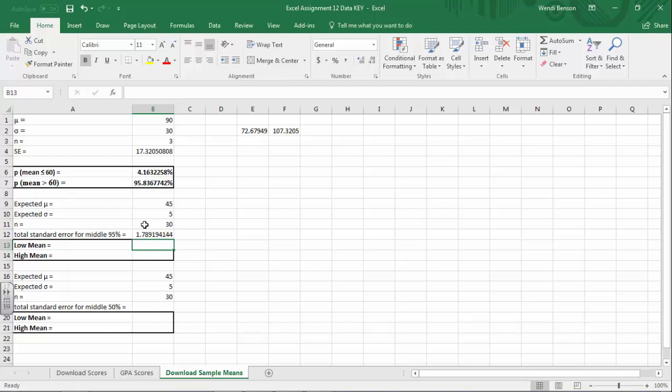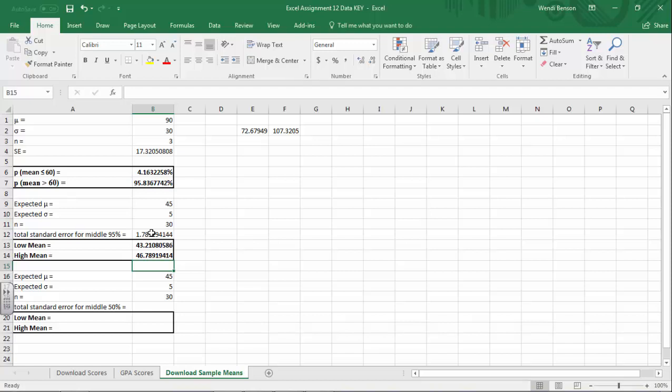So now let's figure out what the middle 95% would be by doing equals the mean minus that level of error, equals the mean plus that level of error. So we would expect between 43 and 47-ish seconds if the claim is accurate.